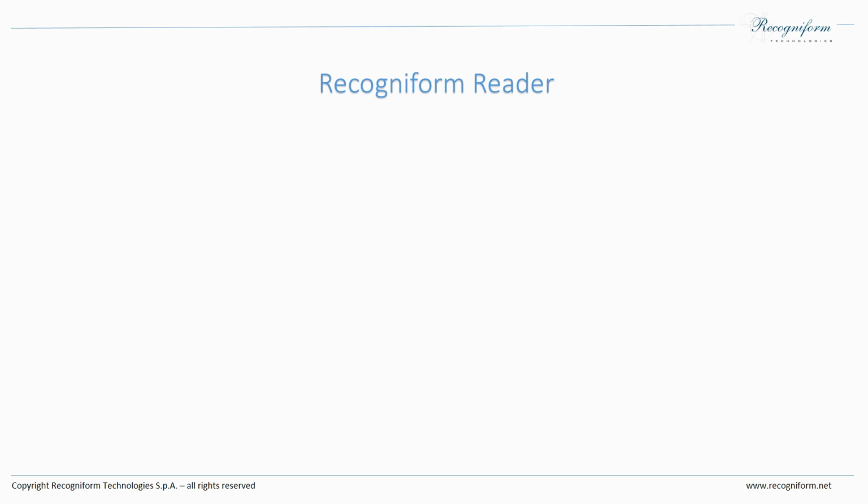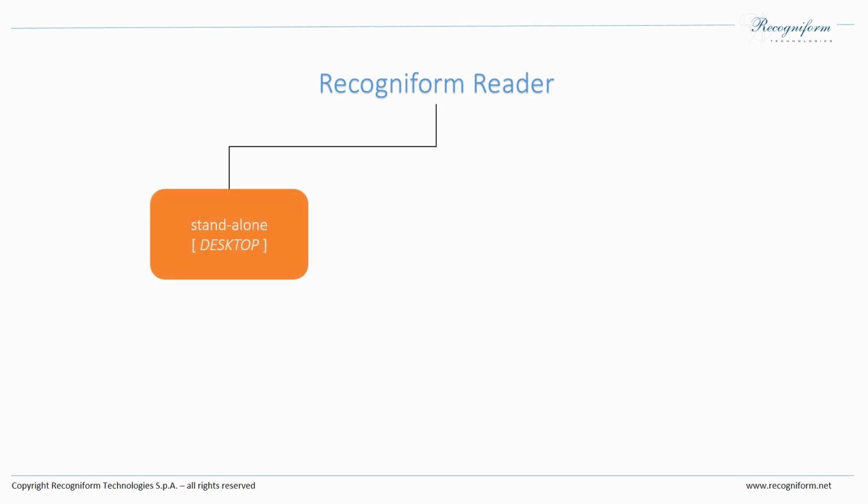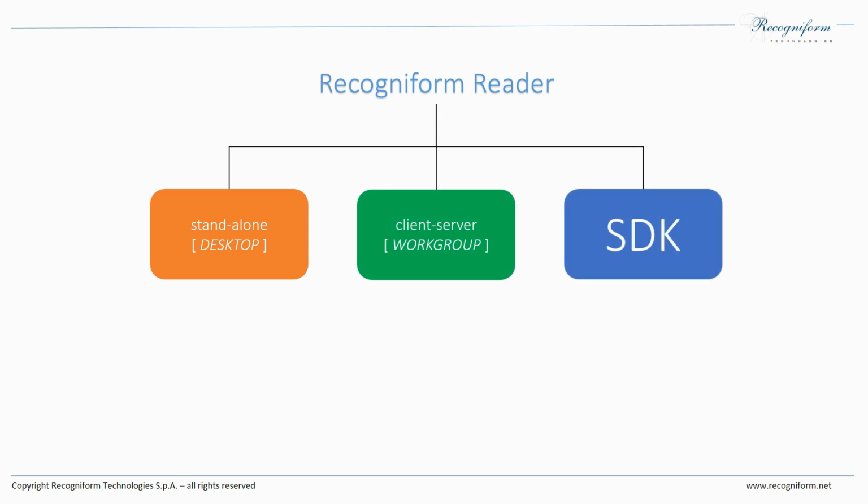Recogniform Reader is the professional data capture solution to extract information from any kind of document, printed or handwritten, structured or not. Software is available in 3 versions. Desktop, for standalone installation. Workgroup, for client-server architecture. SDK, for integration into third parties' software applications.